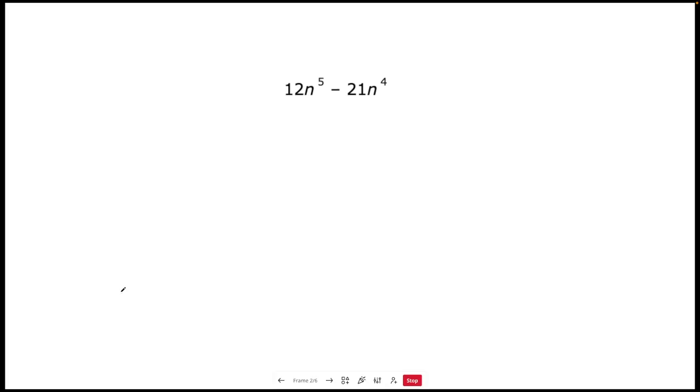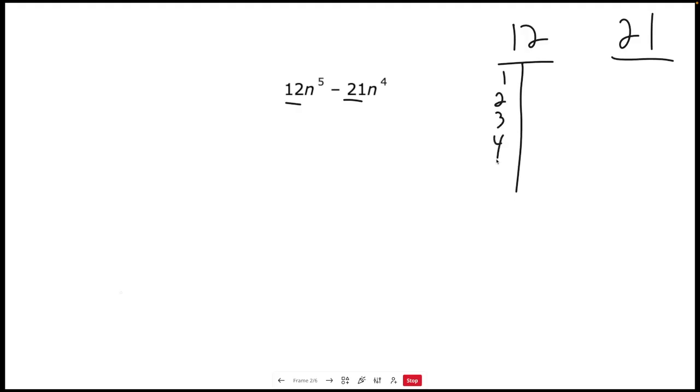All right, so here's a problem, and it wants us to factor this. When we talk about factoring, what we're looking for is the greatest common factor, right? The easiest way to do this is to look at 12 and 21 first. Those are the coefficients. I like to teach them with factor tables: 1, 2, 3, 4, 5, 6, and you just divide.